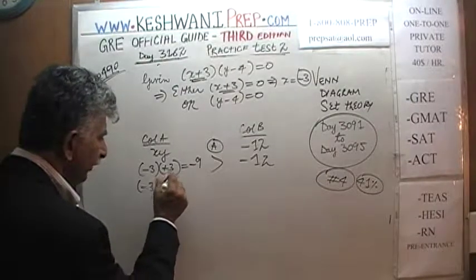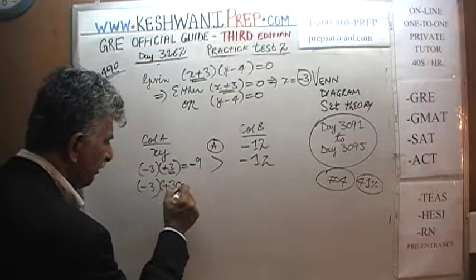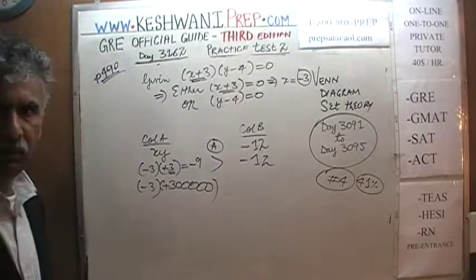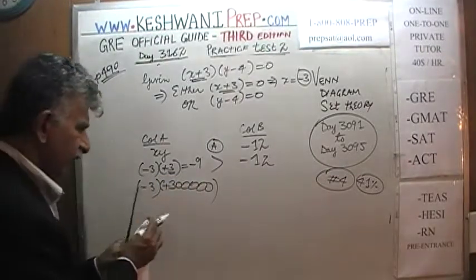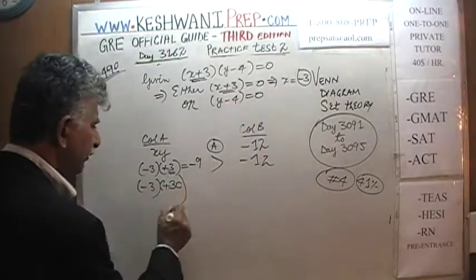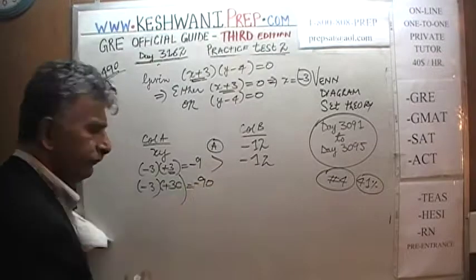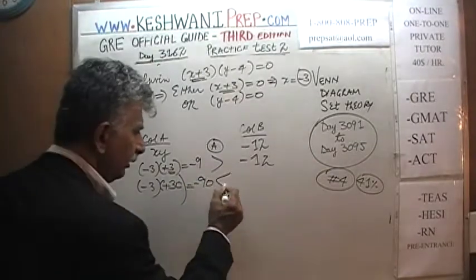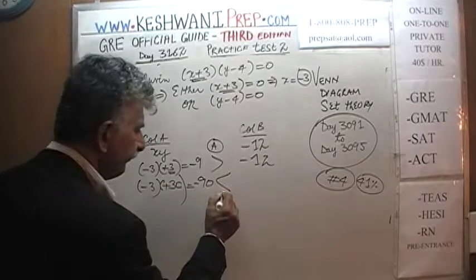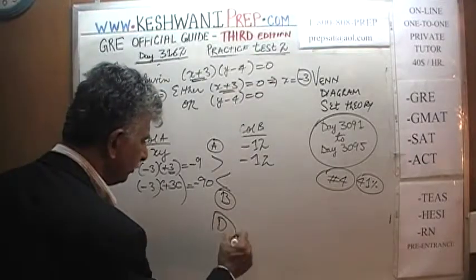Maybe instead of y being positive 3, maybe y is positive 3 million. In which case, let's not be silly, maybe y is positive 30. In which case, instead of being negative 9, we'll have a negative 90. And now, b is greater. That's it, the answer is D. We don't have to do any other analysis.